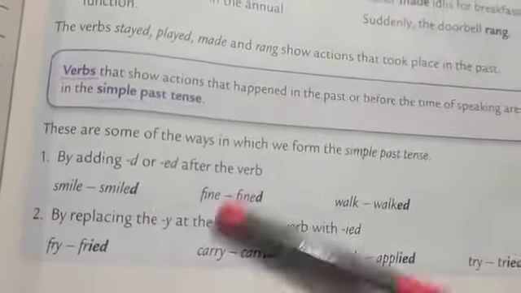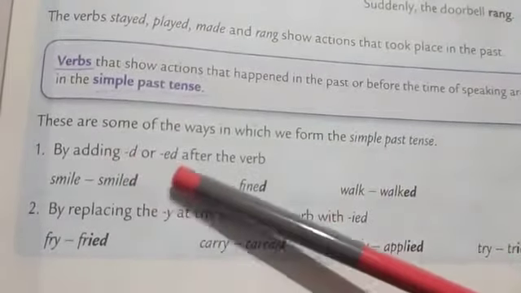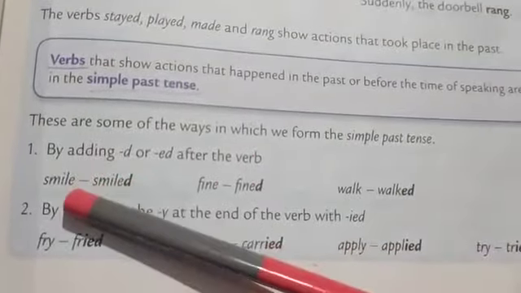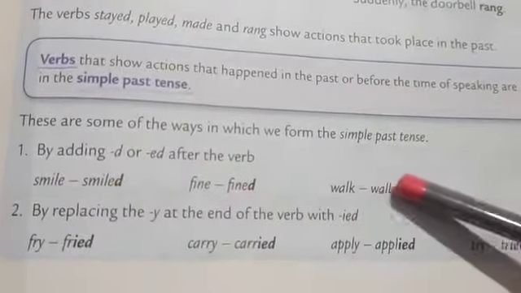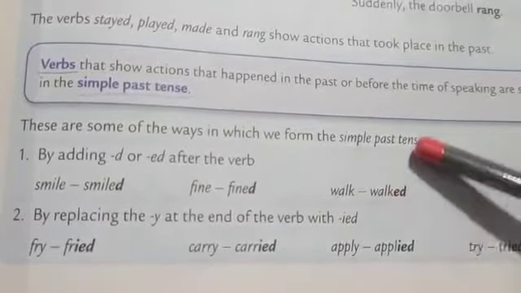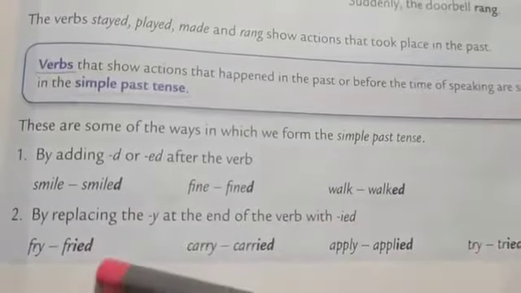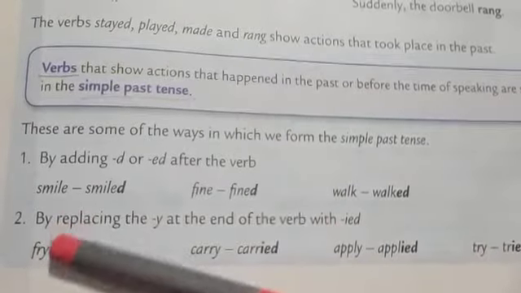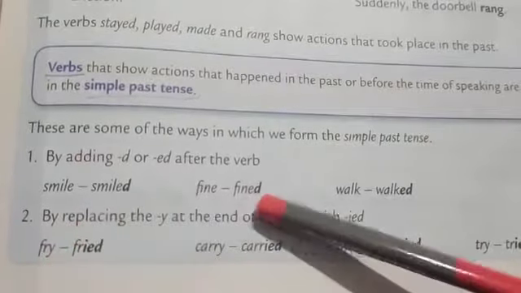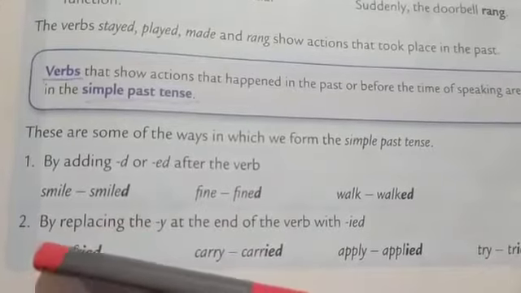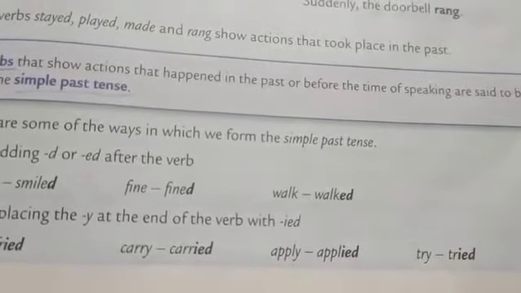Now again we will look. These are some of the ways in which we form the simple past tense by adding d or ed after the verb. As I said, if it is ending with e, we will only add d. Smile, smiled. But here you see ed we have added by replacing the y at the end of the verb with ied. As I said, if there is a consonant and then there is a y, then we will just replace this y with I, and then we will add ed. Fry, fried, carry, carried, apply, applied, try, tried.